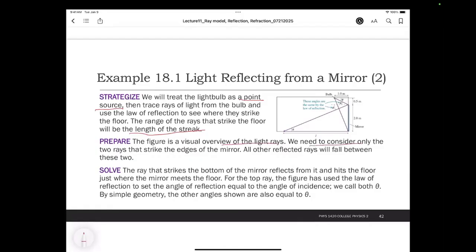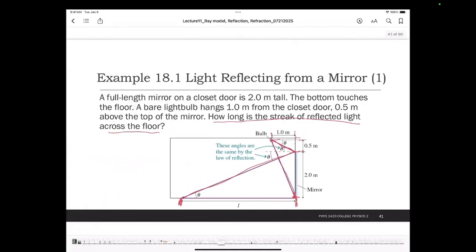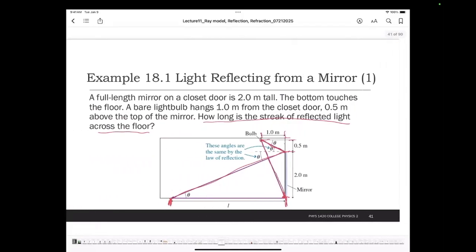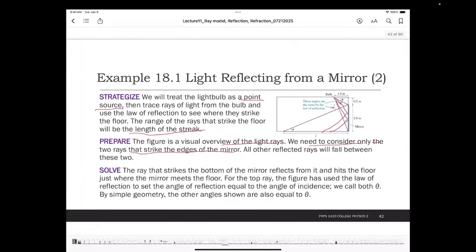We need to consider only the 2 rays that strike the extremes of the mirror. Actually, you don't need to consider this one, because it's just in the middle. You want to calculate the longest. You just need to consider the longest, and all other reflected rays will fall between those two.